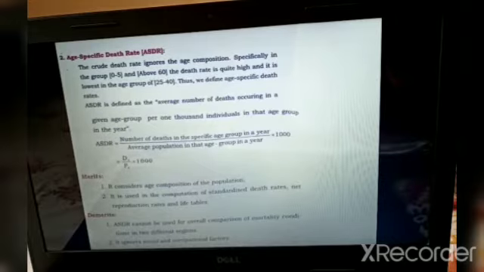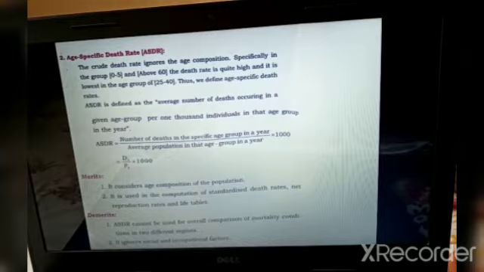The next measurement of mortality is age-specific death rate. The crude death rate ignores the age composition. Specifically in the age group 0 to 5 and above 60, the death rate is high and it is lowest in the age group of 25 to 40. Thus, we define age-specific death rates.